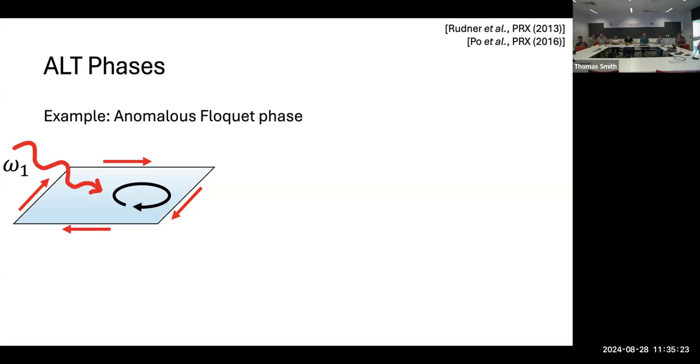Okay, so I'm going to give at least a phenomenological picture of a particular example, which people have known about for some time. I guess it's these papers. It's where this phrase anomalous comes from, the so-called anomalous Floquet phase. It's a two-dimensional system with a periodic drive. It doesn't matter whether I talk about fermions, bosons, interacting, non-interacting. These things all work the same for this phase.